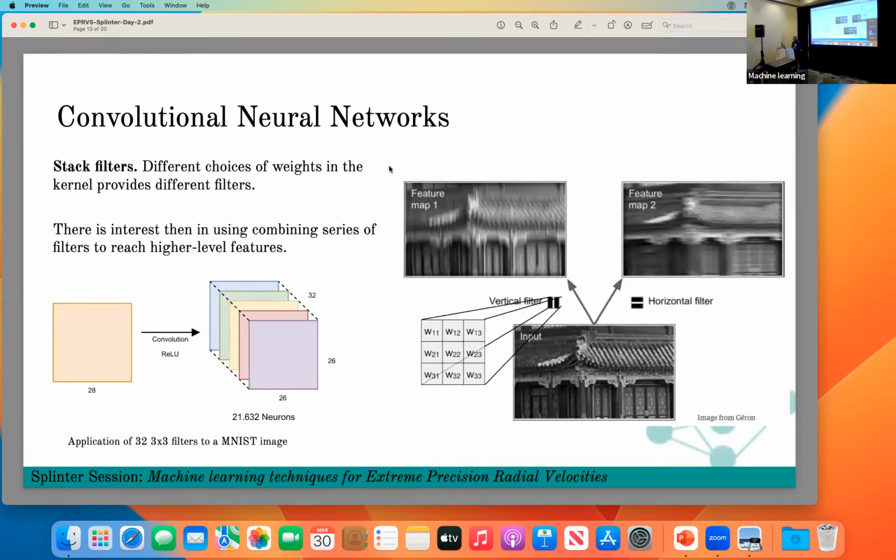So here's an example of the classical MNIST data set. There is an image of 28 by 28 pixels, and we generate the first layer by applying 32 filters of 3 by 3 kernels. This one. And in the right image it can be seen that each filter is different and generates a different feature map. This is an example from the MNIST. So we have a feature map with a vertical filter and another one with a horizontal filter.